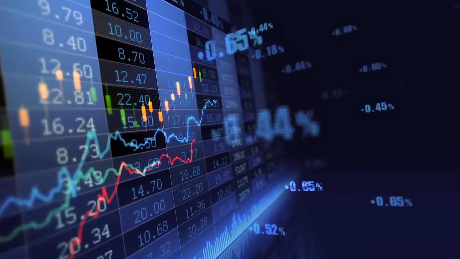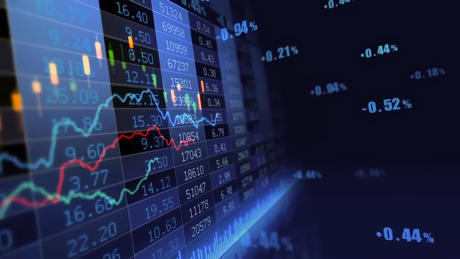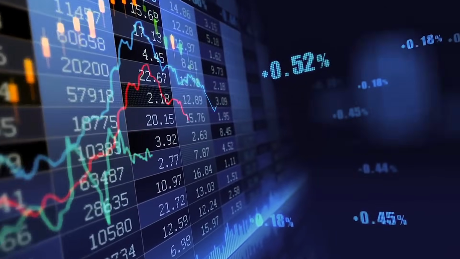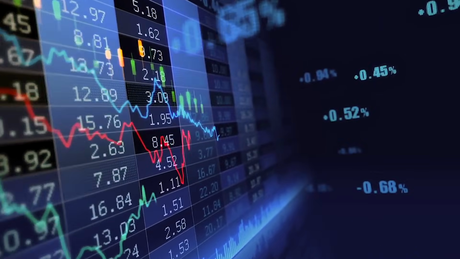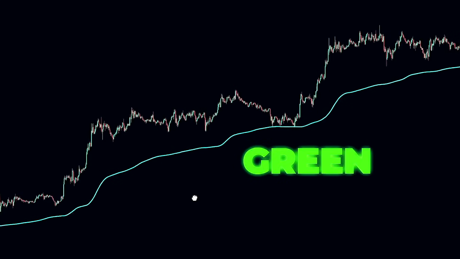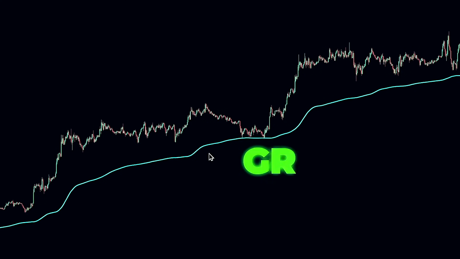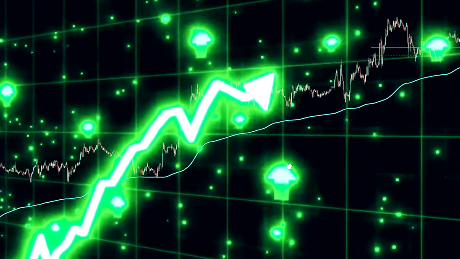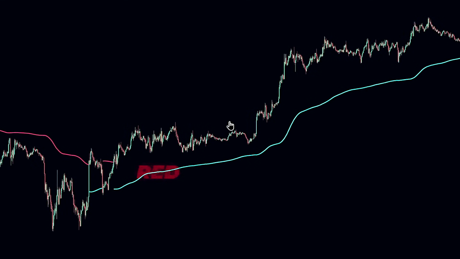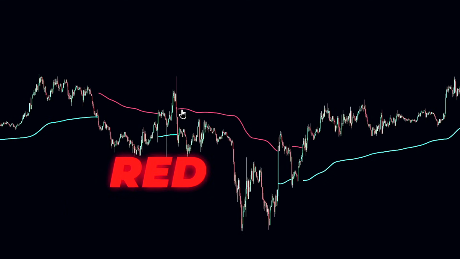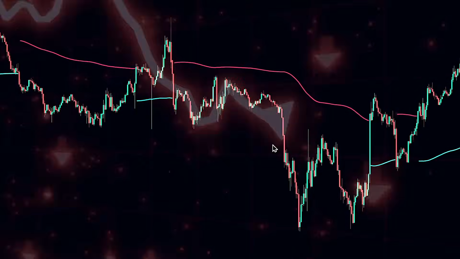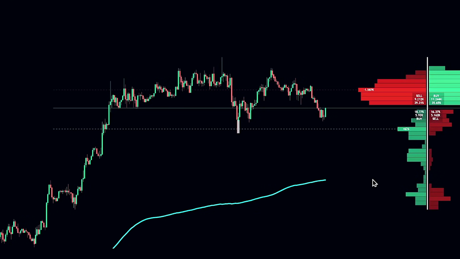This indicator, commonly referred to as VDA, will act as our trend filter. We only want to trade in the direction of the trend. When the line is green and price is trading above it, that tells us the market is bullish and we should only be looking for long setups. When the line turns red and price is below it, the trend is bearish and we'll only look for short opportunities. So how do we enter a long trade?